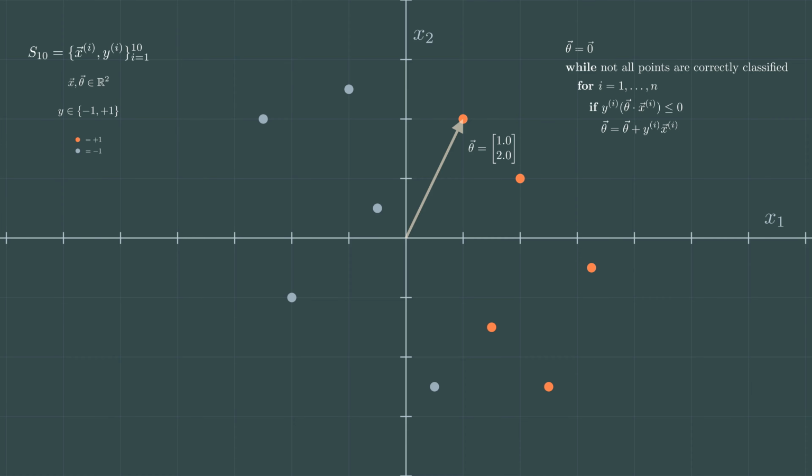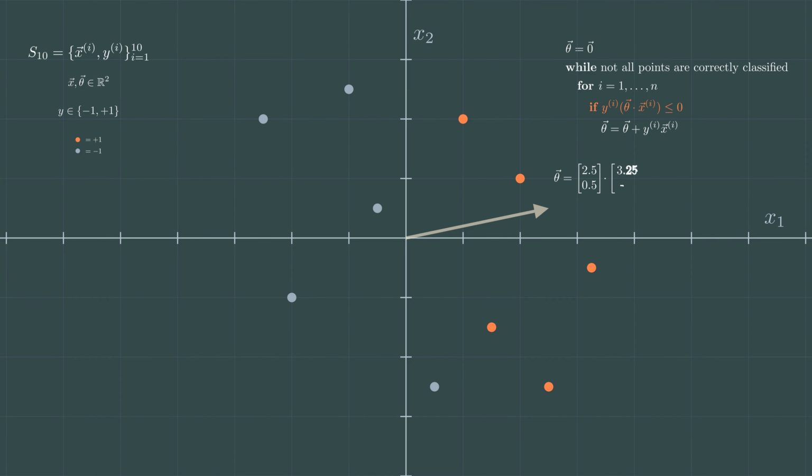Now we set I equal to 2 and move to our next point. We can note that this point is also incorrectly classified by theta. So we once again update theta. We then set I equal to 3 and move on to our third point.